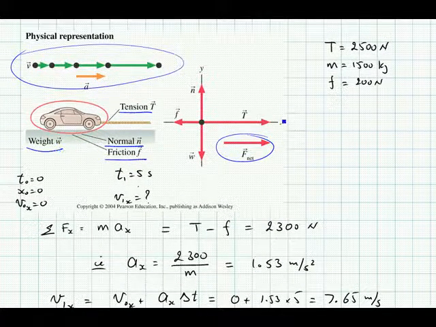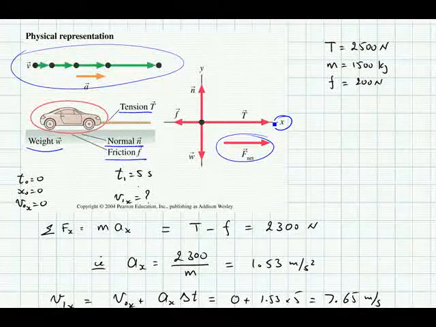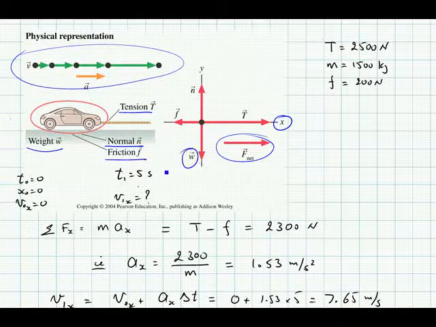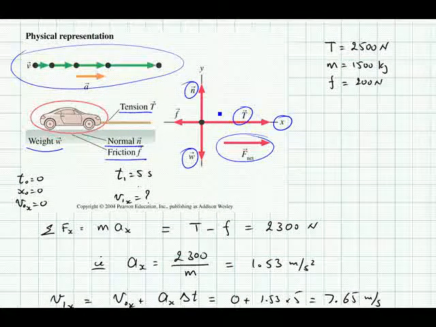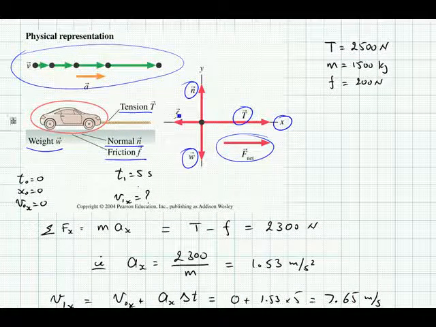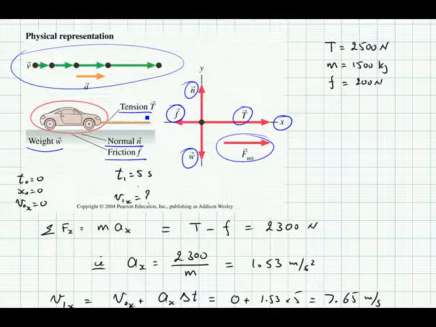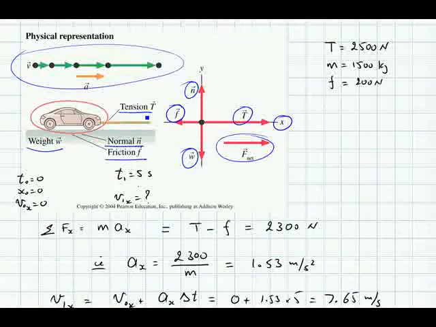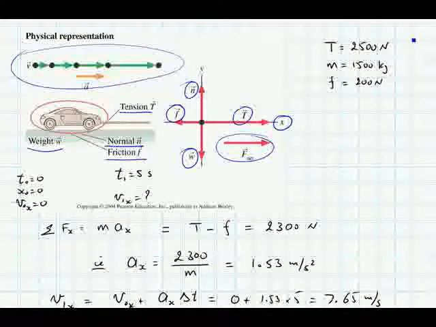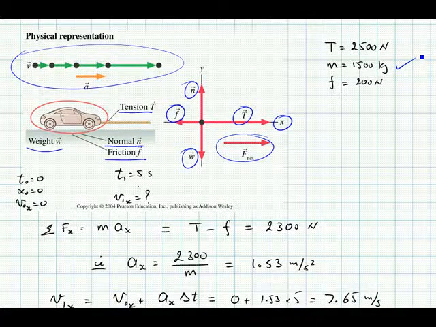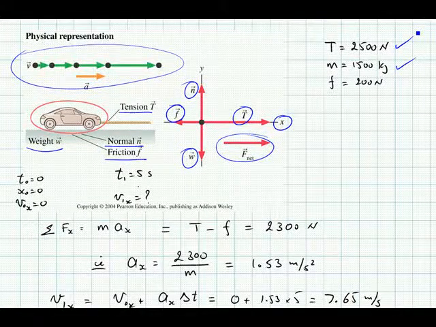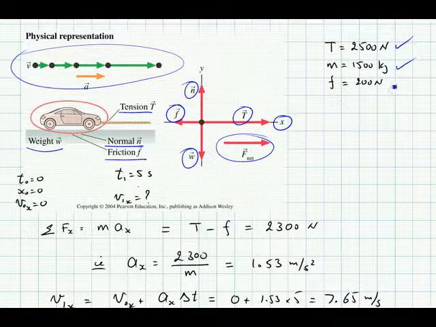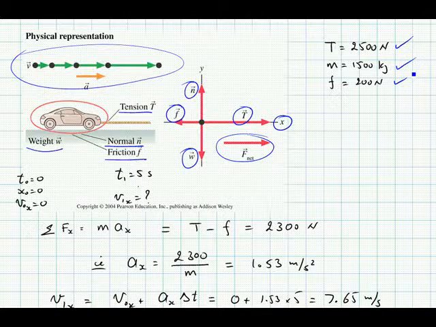So doing a free body diagram, we've once again chosen our x-axis to be in the direction of motion. Weight is pointing directly down, normal force directly up. Tension in this case is along positive x, and friction is opposite to that of motion. Now we're told that the car weighs 1500 kilograms and that the tension in the rope is 2500 newtons and that the friction forces sum up to 200 newtons.